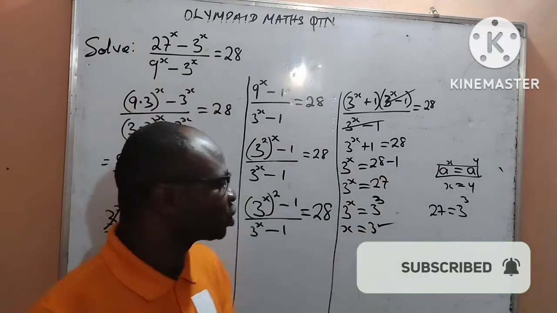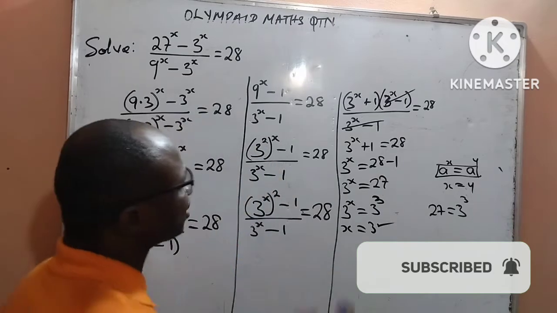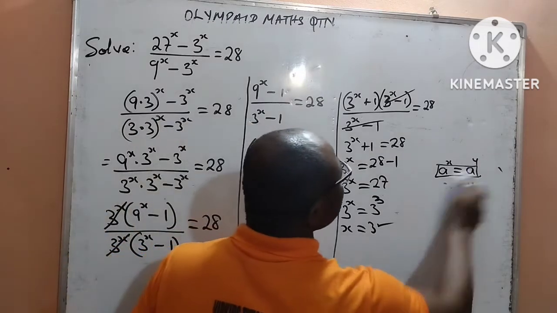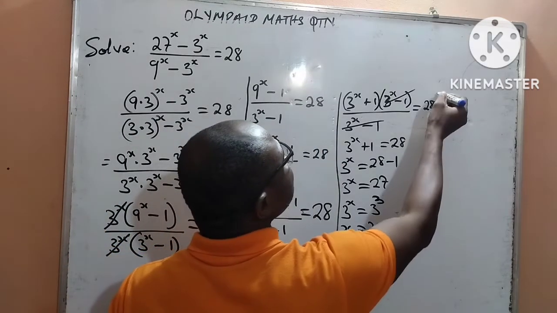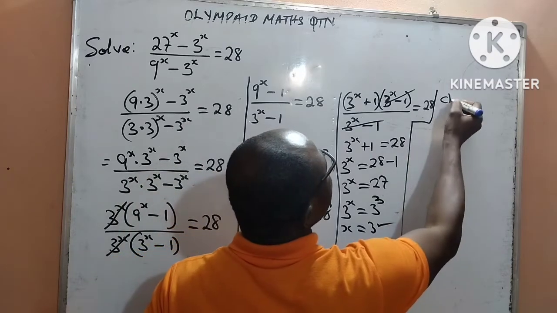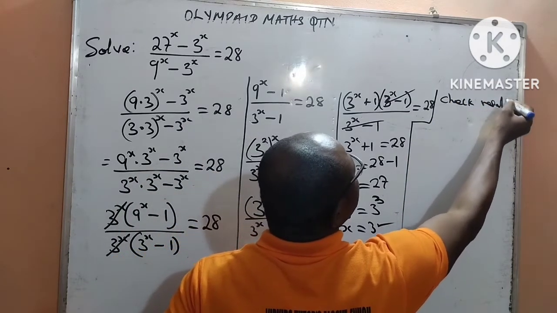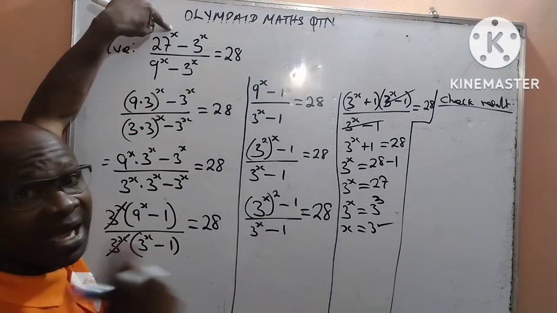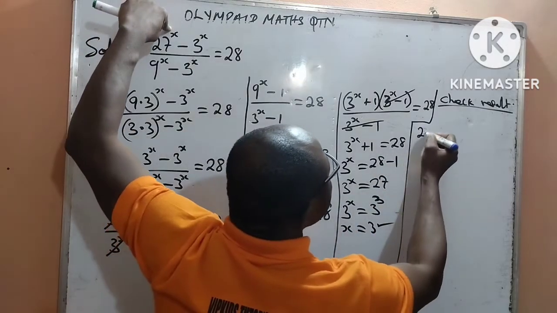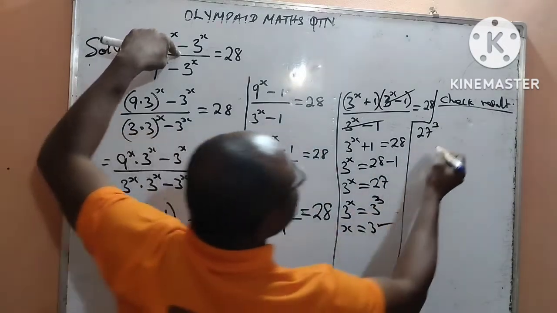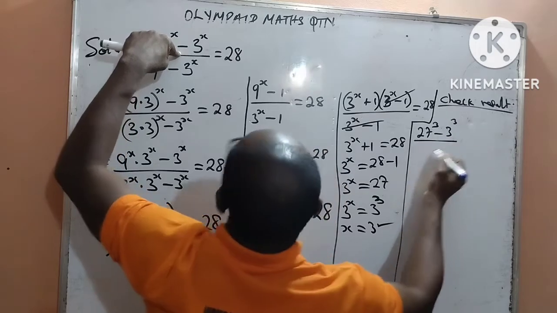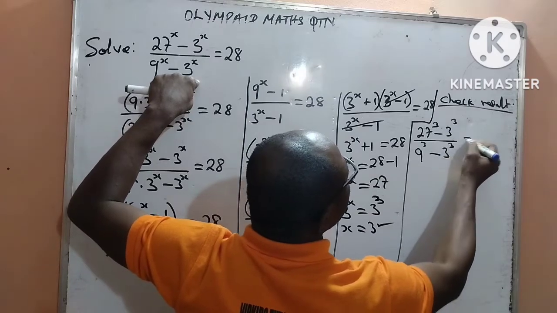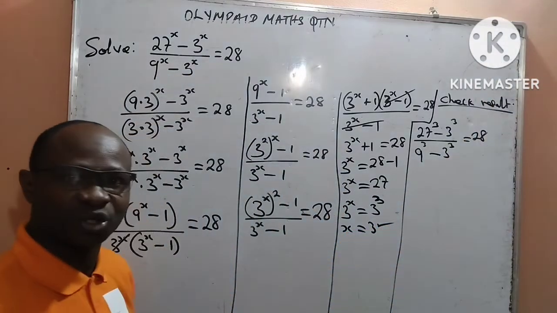But then, let us ensure that our answer is correct by substituting the value of x into the question that we are given. Check result. We are given 27 to the power of x. I will now replace my x, so 27 to the power of 3, then minus 3 to the power of 3, divided by 9 to the power of 3 minus 3 to the power of 3. We want to see if it will be equal to 28.